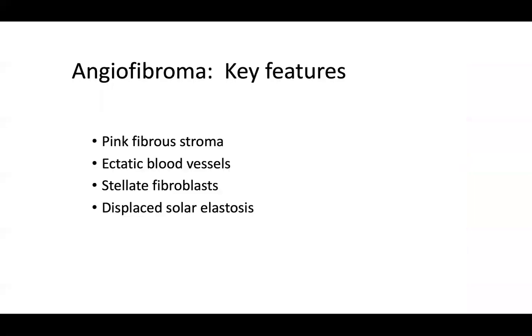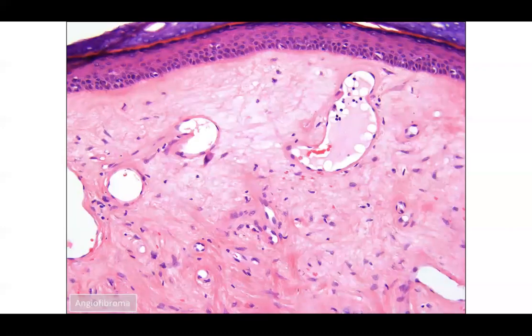The key features are pink fibrostroma with ectatic blood vessels and stellate fibroblasts. You can even see some displaced solar elastosis. So here you see those dilated vessels within a fibrous stroma. You can see some scattered cells. Some of them may look enlarged or a little stellate, a little atrophic epidermis on top. So this is a classic fibrous papule.